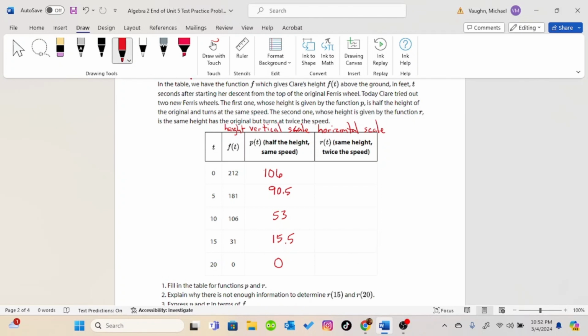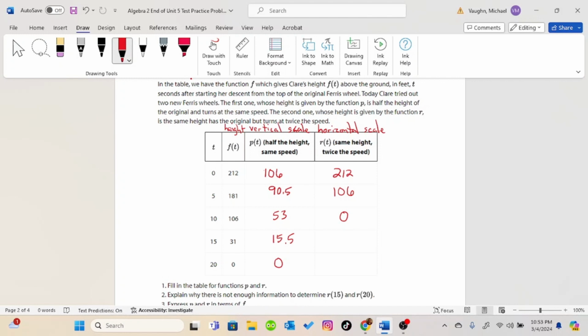So if r of t is the same height, but twice the speed, then 2 times 0 is 0, so the height is still the same, 212. 2 times 5 is 10, so we need to go down to where time equals 10, and the height was 106. Now we would say 2 times 10 is 20, so we go down to 20, and we see that the height was 0.